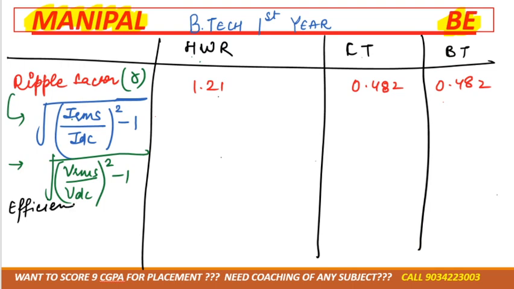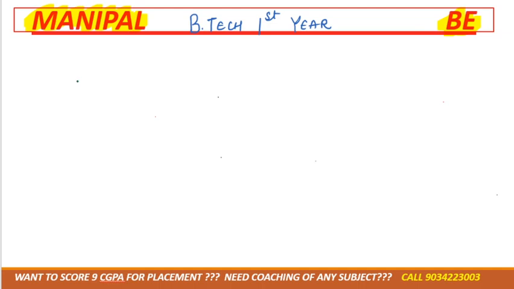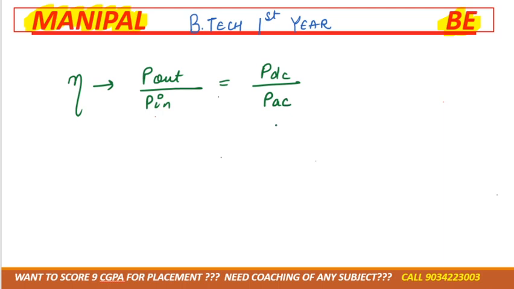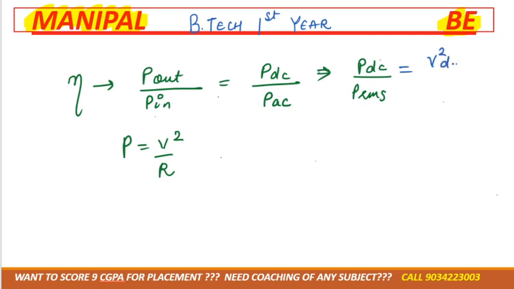For efficiency, generally you can apply V square by R. So see, basically what is efficiency? That is output power divided by input power, correct? And output power is in the form of DC, input power is in the form of AC. So AC means RMS only. You can say PDC by PAC, and the power formula you already know, that is V square by R. Okay, V square DC divided by RL. Similarly V square RMS divided by RL.